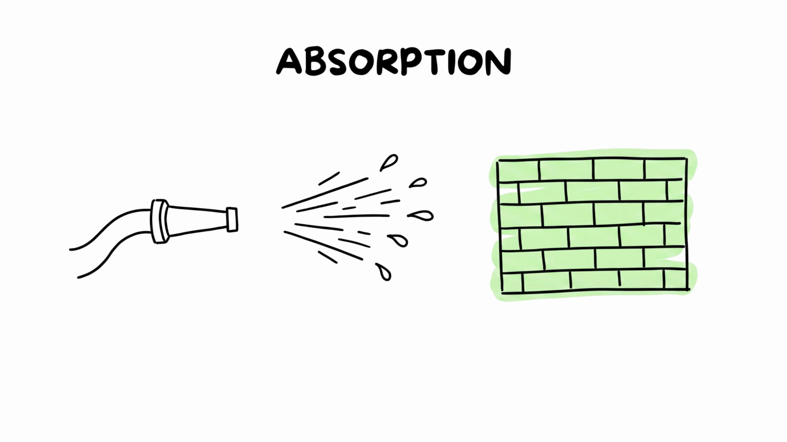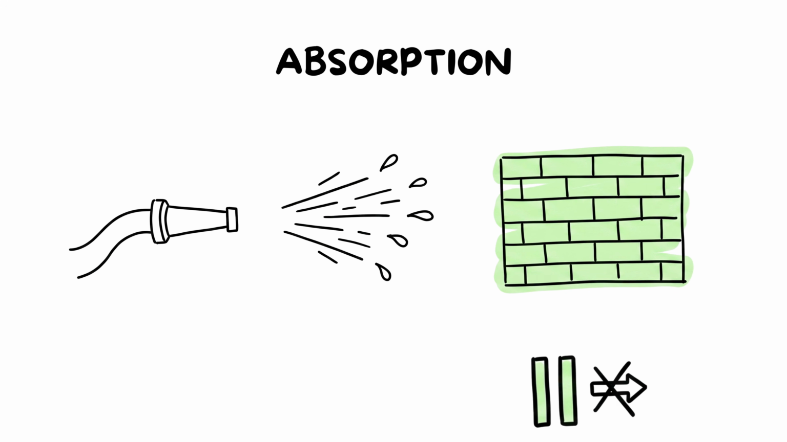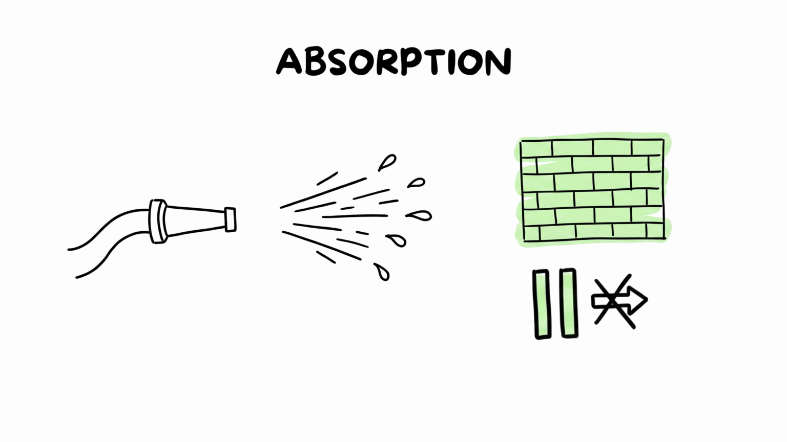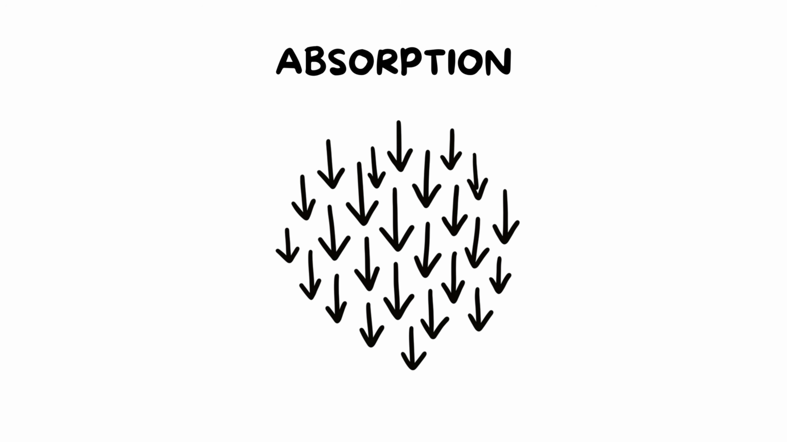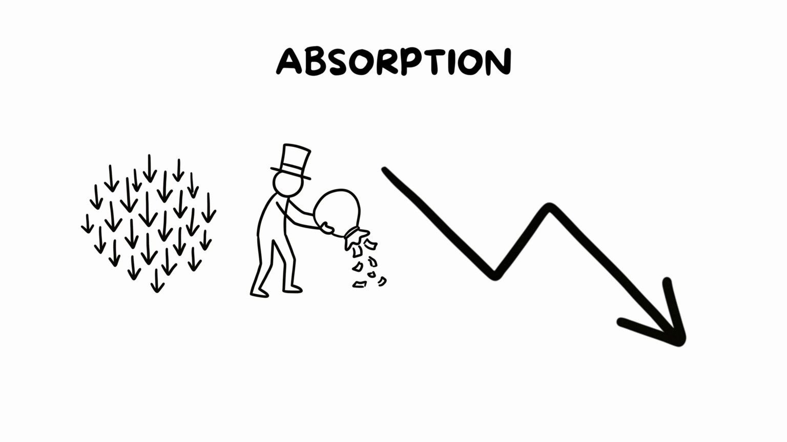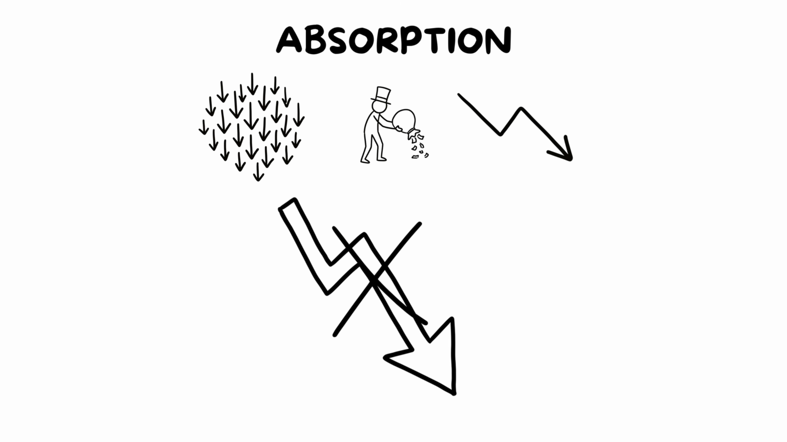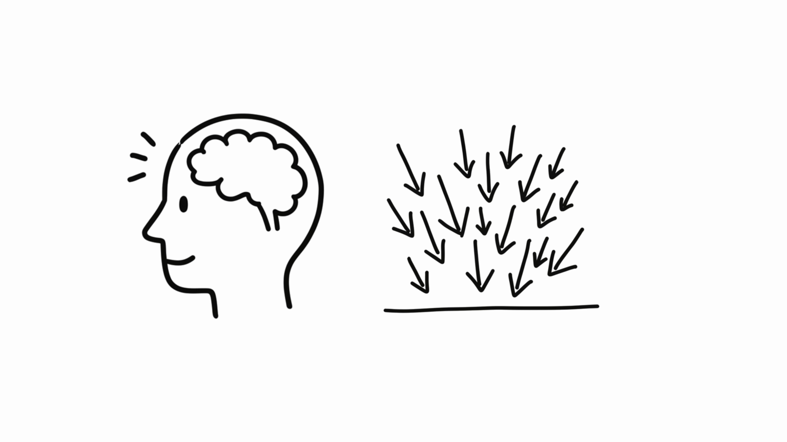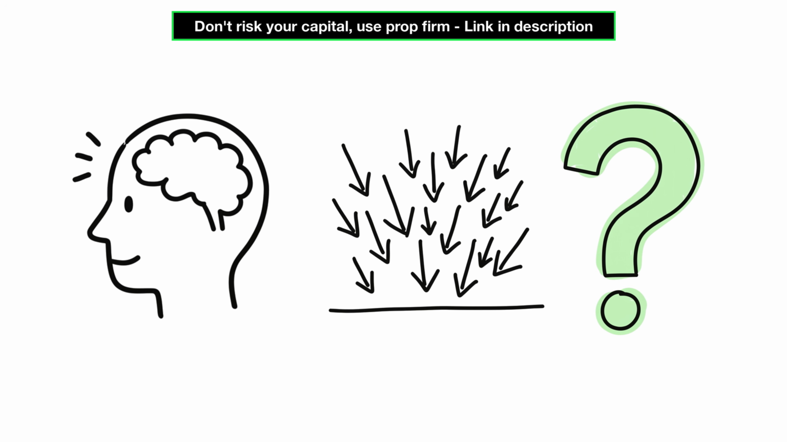Massive force, water coming with everything it's got, and the wall doesn't move, not an inch. That's absorption in the market. Imagine a wave of selling, tons of red, sellers dumping everything they have. By every normal rule, price should collapse, but it doesn't. Price just sits there, refuses to drop. Ask yourself, if all that selling is hitting the market and price isn't falling, who is buying all of it?